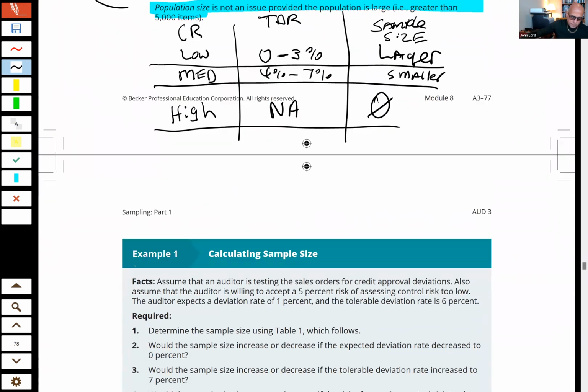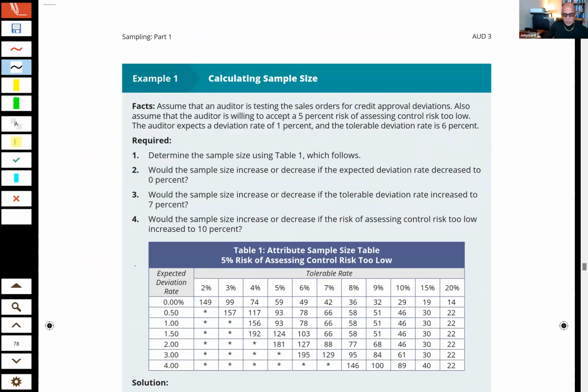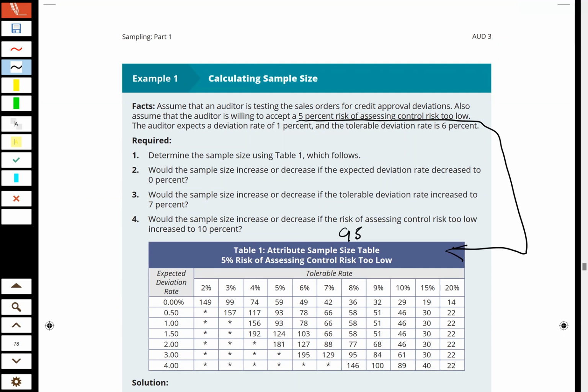Okay, good. Now, let's look at this example and see how those elements we just looked at on the previous page, other than population, will affect sample size. They tell us that the auditor is willing to accept a 5% risk of assessing control risk too low. What confidence level is that? 95. Good. That's the 95% confidence level. And guys, make sure you're comfortable with that yin and yang, if you will, inverse relationship there. 1 minus 5%. If I think there's a 5% risk that I'll make a mistake, then I'm going to be 95% confident in my conclusion here.